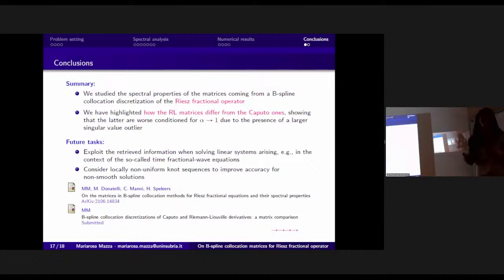Okay, so just two words on what's next. Well, there is still a lot to do from many perspectives. Concerning the approximation point of view, we'd like to switch to locally non-uniform knot sequences to improve the accuracy also for non-smooth solutions. And of course, now that we know all this information on the spectrum of these matrices, we'd like to use this information in order to design ad hoc solvers, for instance, for time fractional wave equations.